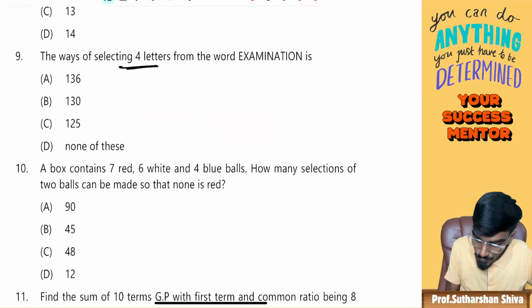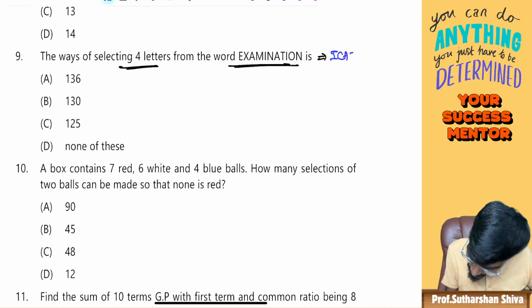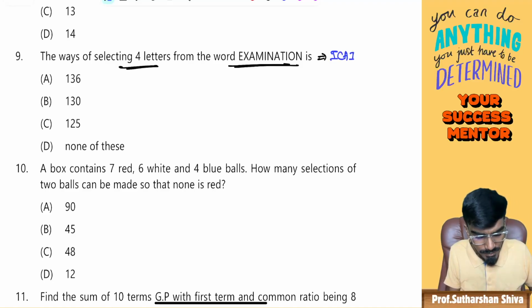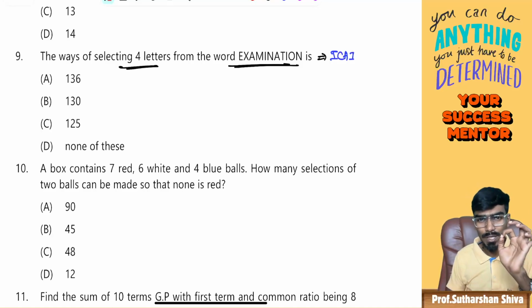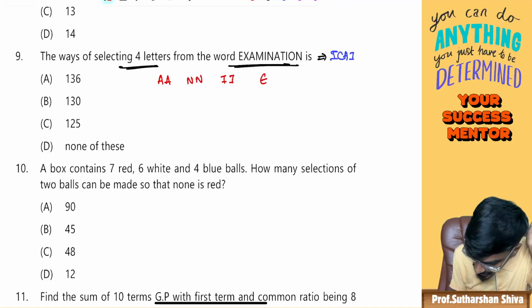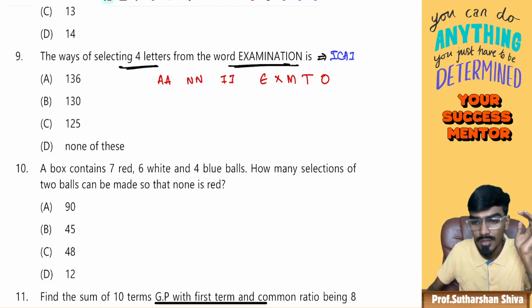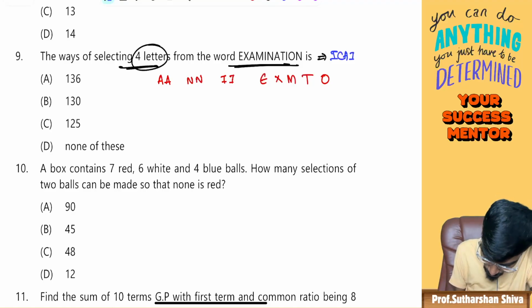The ways of selecting four letters from the word examination. Actually speaking, this is from your ICAI study material. Mostly the RTP questions are from the ICAI study material only, majorly. Okay, now listen. On this particular word there are repetitions. AA is repeated, NN is repeated, II is repeated twice, then E is there, X is there, M is there, T is there, O is there. So these are the five. Now they are asking a four letter word. How can I select the four letter word?